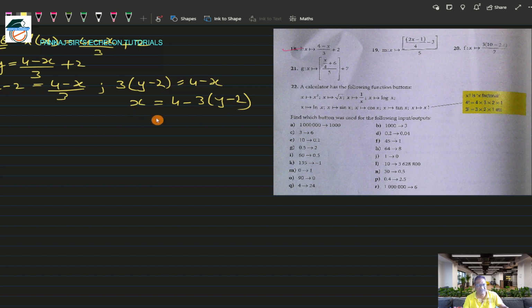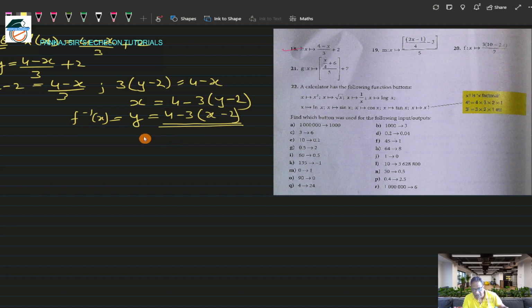Now the next step is you have to swap the variables. So instead of x, I'll put y, and instead of y, I'll put x. So I'm getting this, and this y is nothing but my f inverse x. So I got my f inverse x, and the answer is 4 minus 3 times x minus 2.